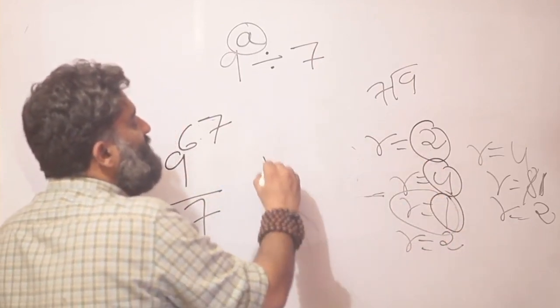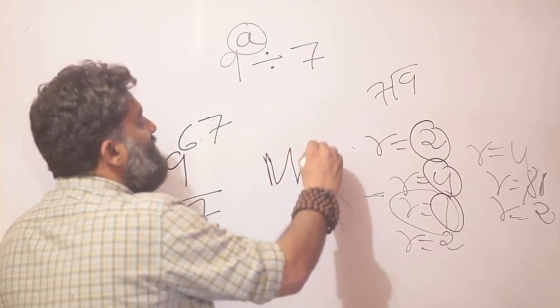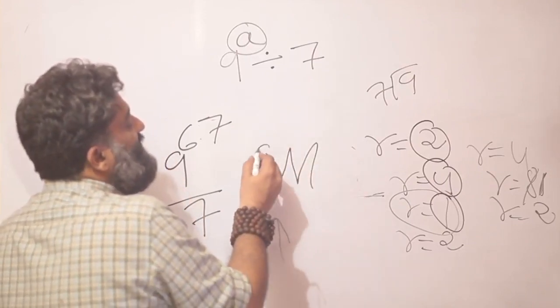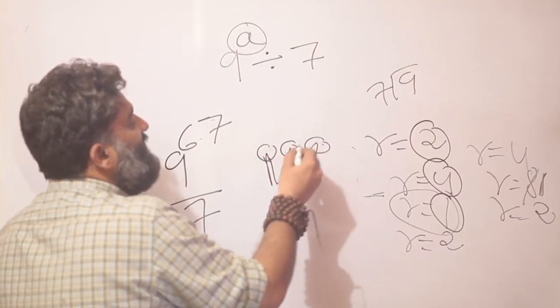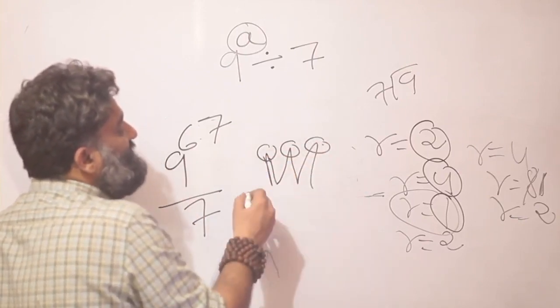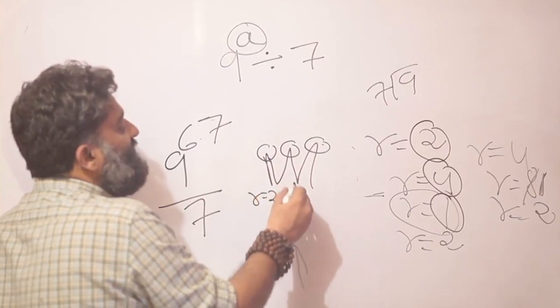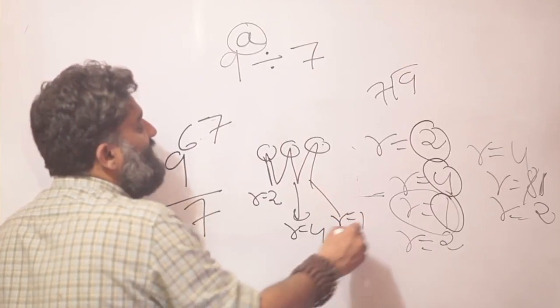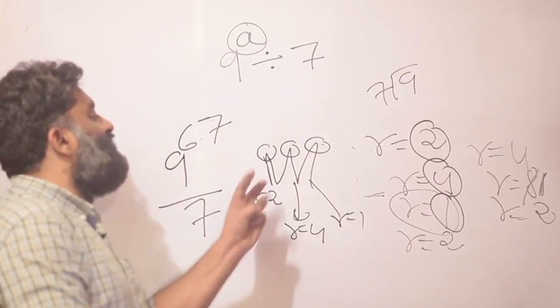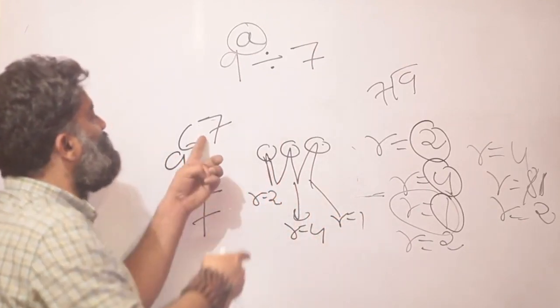So think of the problem as you have 3 fingers, and I say you keep counting, right? 1, 2, 3, 4, 5, 6, 7, 8, 9. This finger means getting a remainder of 2. This finger means getting a remainder of 4. This finger means getting a remainder of 1. Now I say take your 3 fingers and count up to 67.